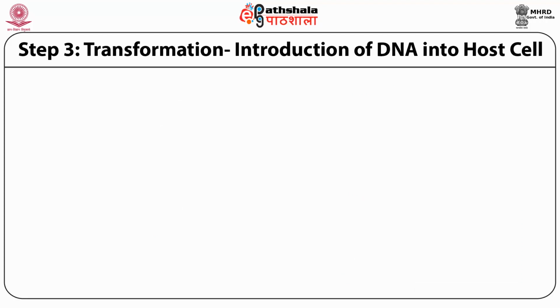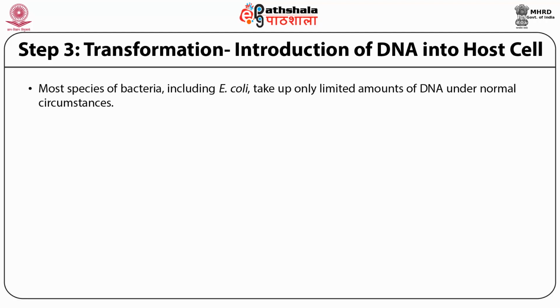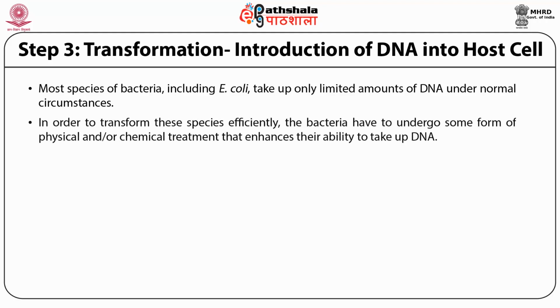Once you have developed a recombinant DNA molecule, inserting a gene of interest into a vector, it needs to be transformed into a host cell. Transformation is nothing but the introduction of DNA into a host cell. Most species of bacteria, including E. coli, take up only limited amounts of DNA under normal circumstances. In order to transform this species efficiently, the bacteria have to undergo some form of physical and/or chemical treatment that enhances their ability to take up DNA. Cells that have undergone this treatment are said to be competent.